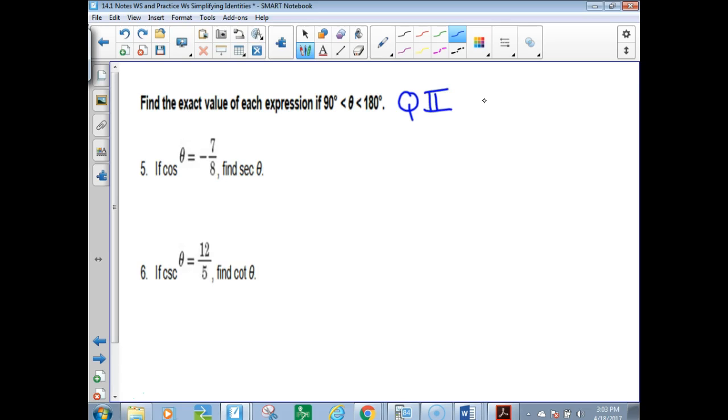All right, in quadrant 2, all students take calculus. Remember that way to remember what sign they are, positive or negative. Okay, all students: sine and cosecant then are positive and the rest are negative. So if I'm finding the secant, it's going to be negative. You might want to note that right away. So then I say, okay, well the cosine of theta is negative 7/8. I want the secant, which is simply the reciprocal of that.